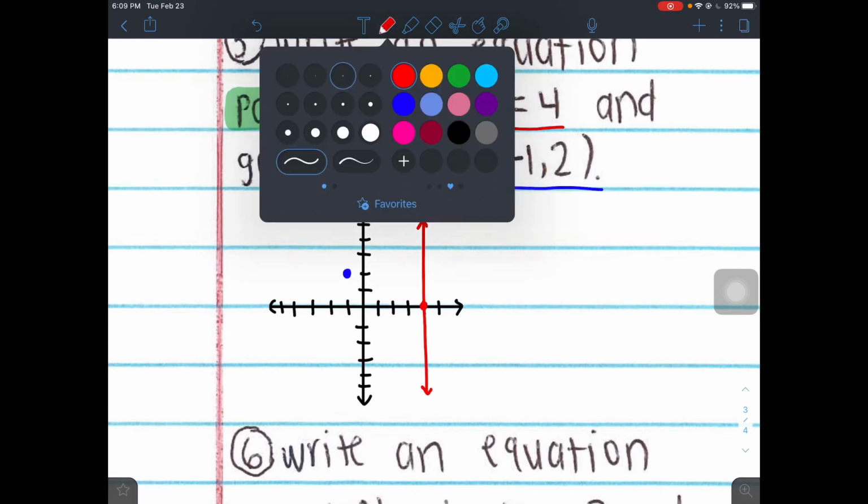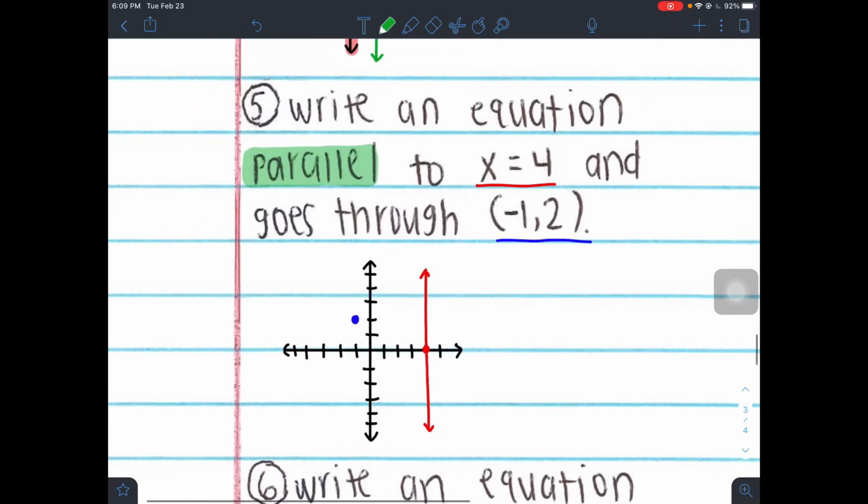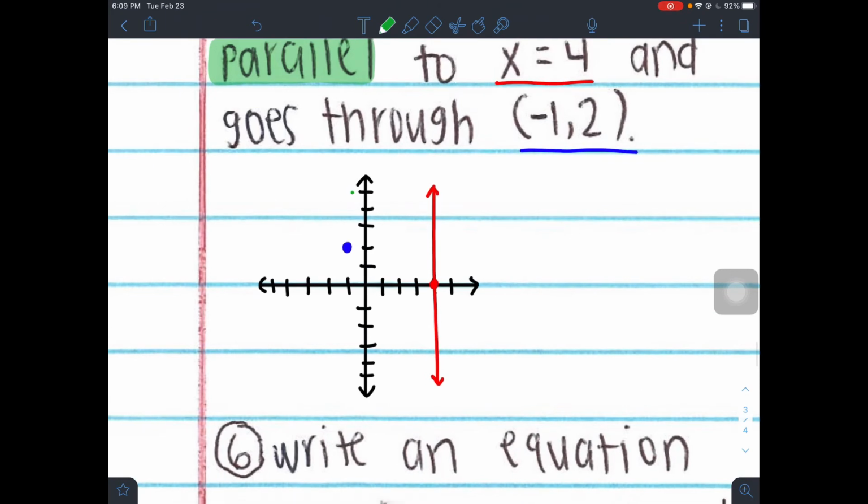We want a parallel line to that red line. So we want it to go through the blue point and be parallel to the red. So the question is, should I have a vertical line that goes up and down, or should I have a horizontal line that goes side to side? Remember, parallel means you do not want it to cross. So we're wanting it to be vertical here.